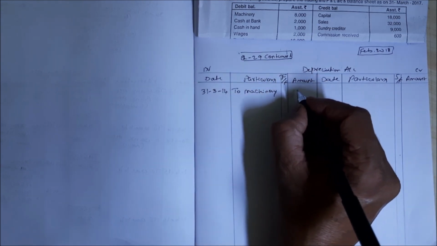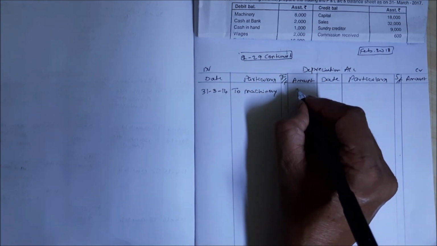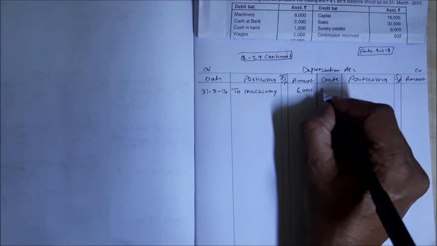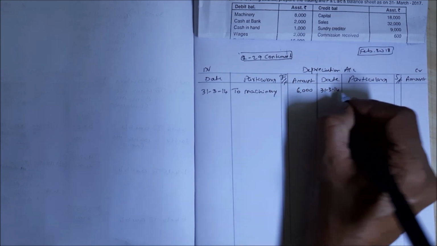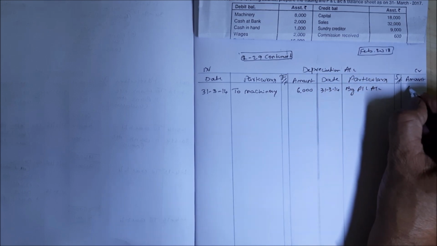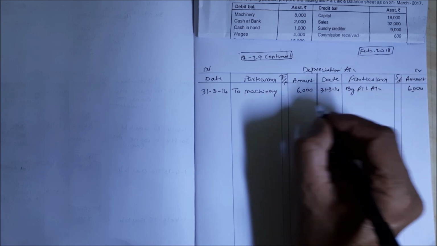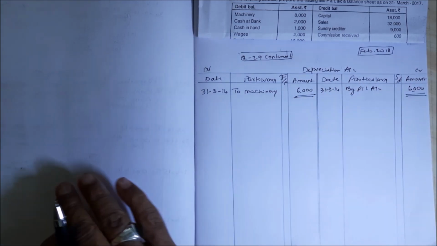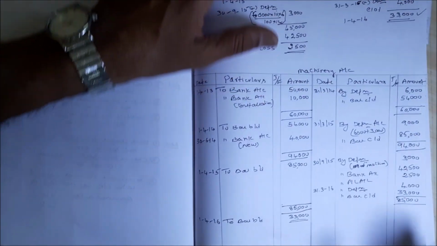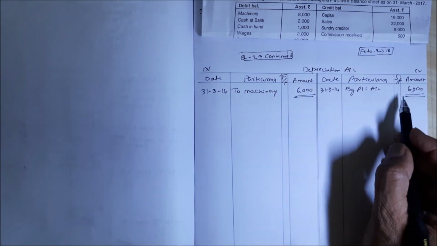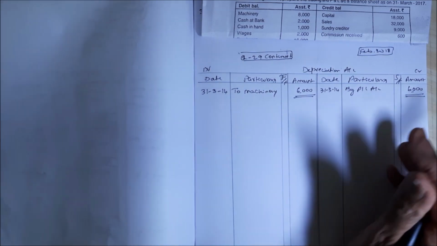Machinery account, it is 6,000. Then 31/3/2014 by profit and loss account 6,000. Whatever depreciation is there, that will be transferred to profit and loss account. I will show you calculations. This 6,000 is there. Now that 6,000 has been transferred to profit and loss account.